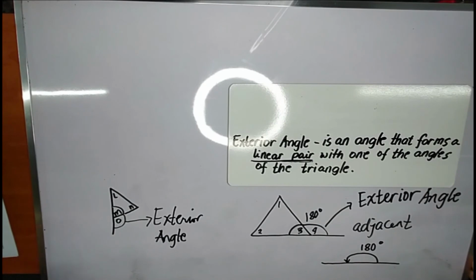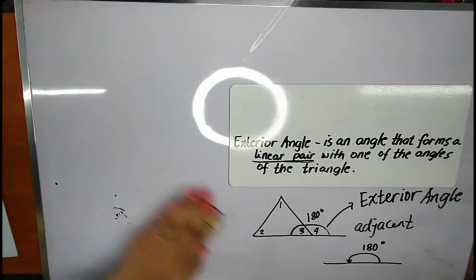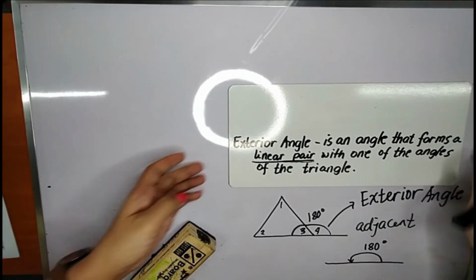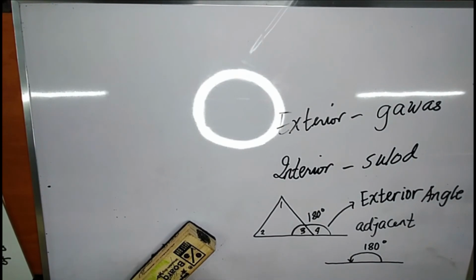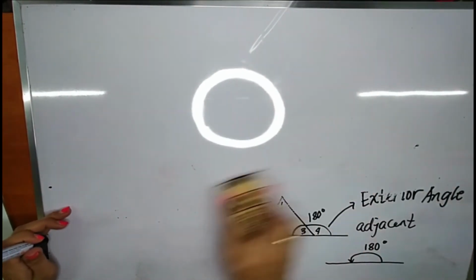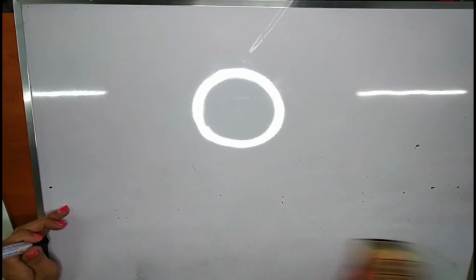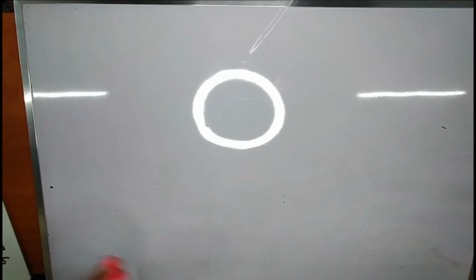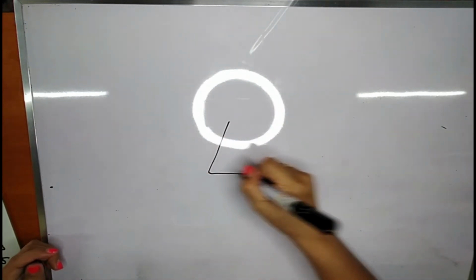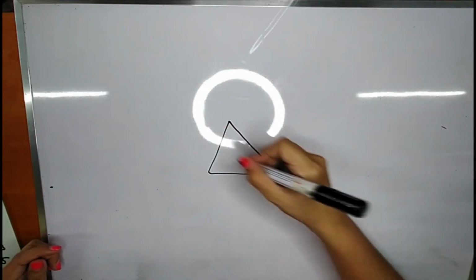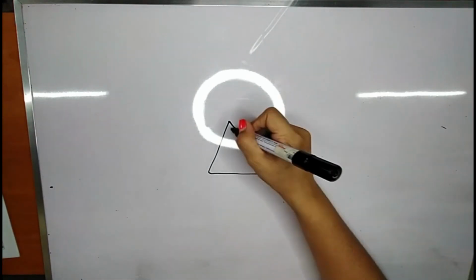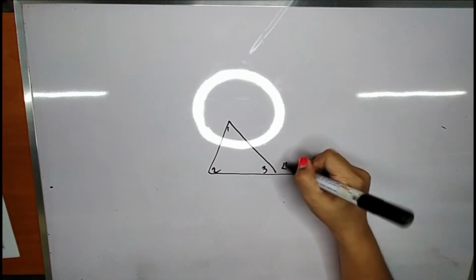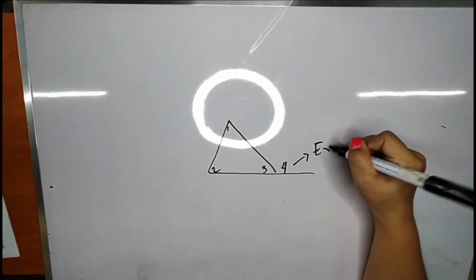This time we go to what is interior, remote interior angles. We know that interior is being inside. So we say that interior angle, in that figure that we have drawn a while ago, we have 1, 2, 3, and 4. We say that 4 is the exterior angle.